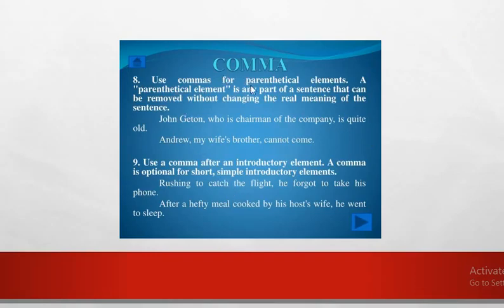We use commas for parenthetical elements. A parenthetical element is any part of a sentence that can be removed without changing the real meaning of the sentence. John Gatton, who is chairman of the company, is quite old. Andrew, my wife's brother, cannot come.